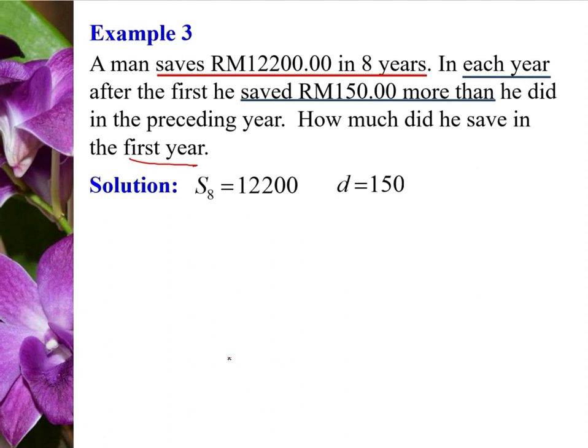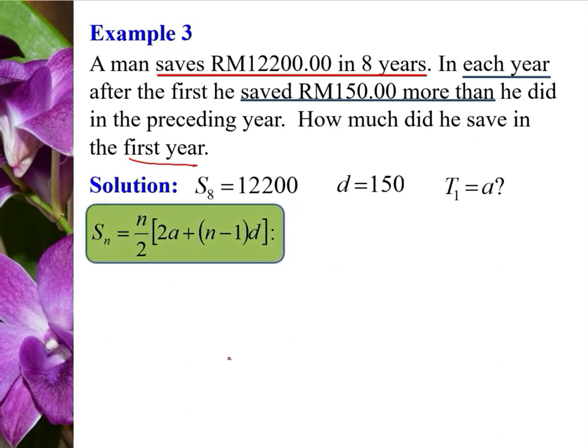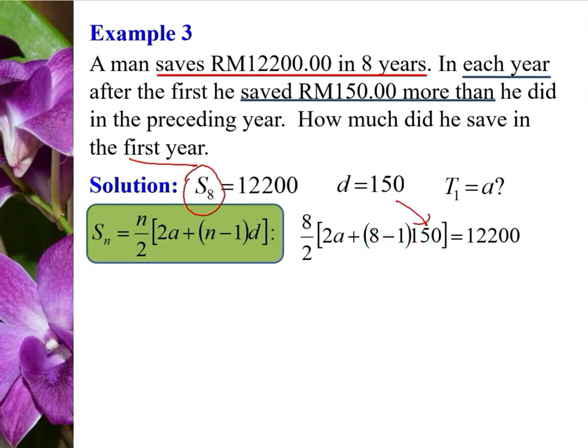So what is A? Since we know this is an arithmetic sequence problem, we know the formula for the sum. And we know the value for the sum of 8 years is 12,200. We just substitute that value in, and the rest of the other information that we have, which is D. You just have to simplify. 8 minus 1 is 7 times 150, and so on.